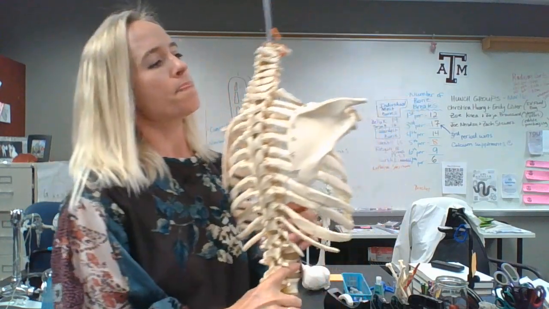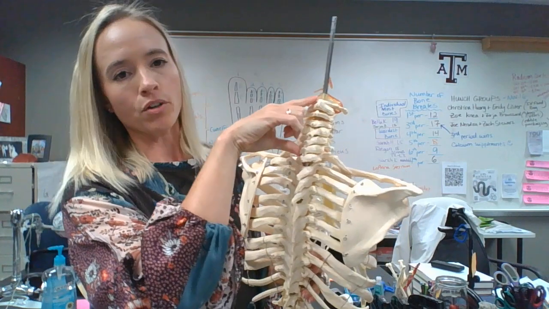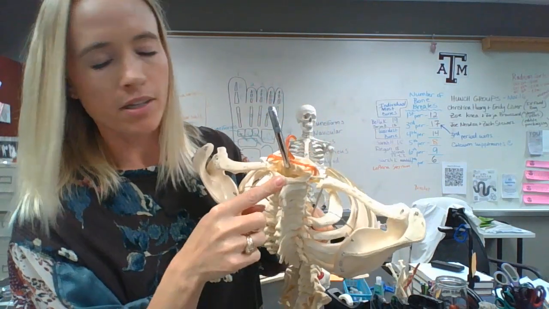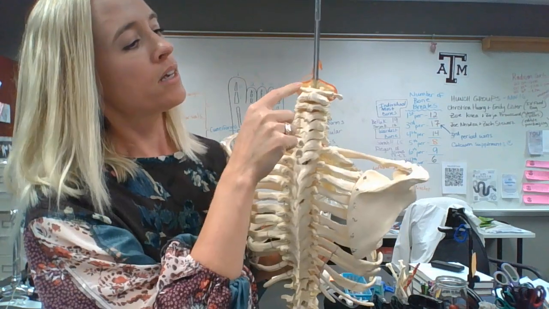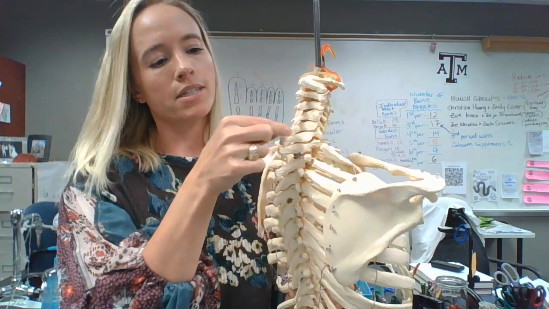All right, going down the vertebrae, there are 7 cervical vertebrae. The top one looks a little bit different. That's called the atlas, or C1 for cervical 1. C1, C2, C3, C4, C5, C6, C7.